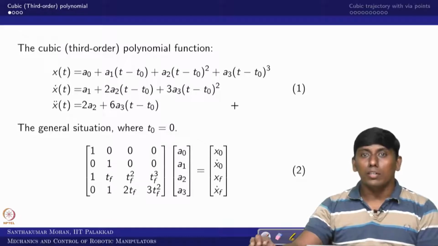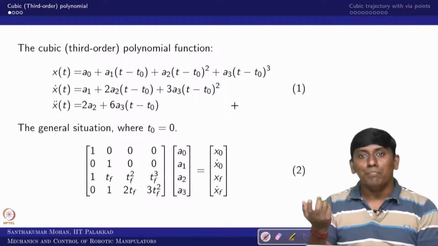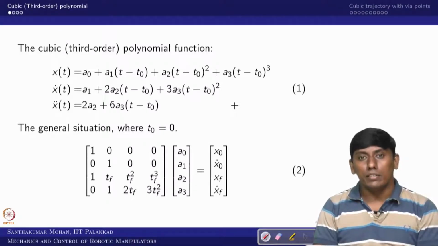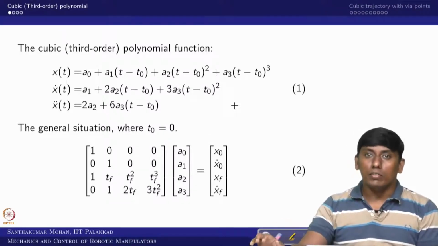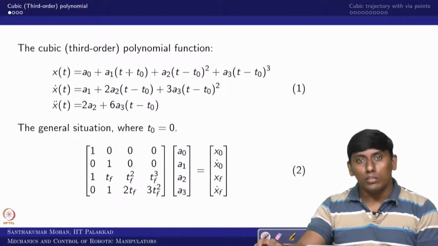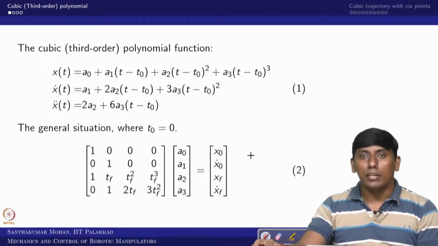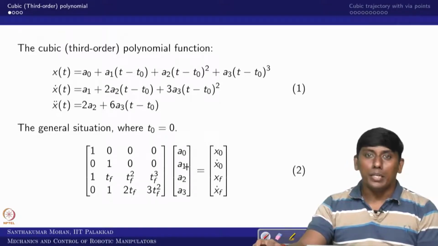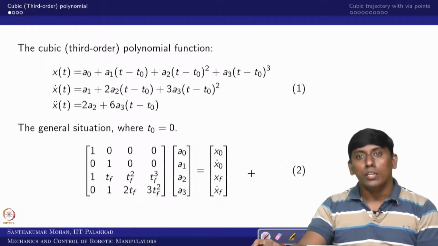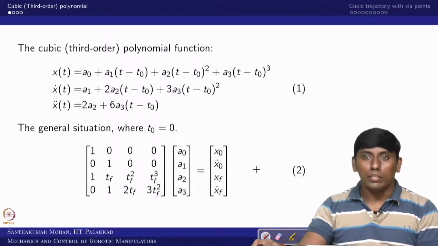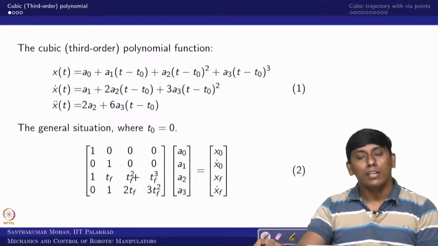Here t naught conventionally we assume to be 0. Whenever there is a need, we will add the t naught. In that sense we can rewrite this equation with t naught equal to 0, in a matrix and vector form. Here a naught, a1, a2, a3 are unknown. The initial and final conditions, both displacement and velocity, are known to us. So these are the known inputs, these are the unknown coefficients, and the coefficient matrix is known, which is a function of tf or constants.